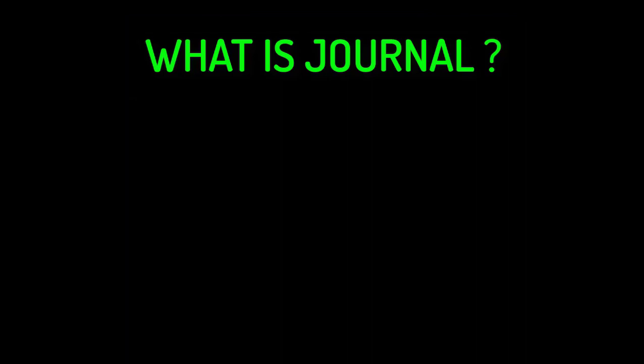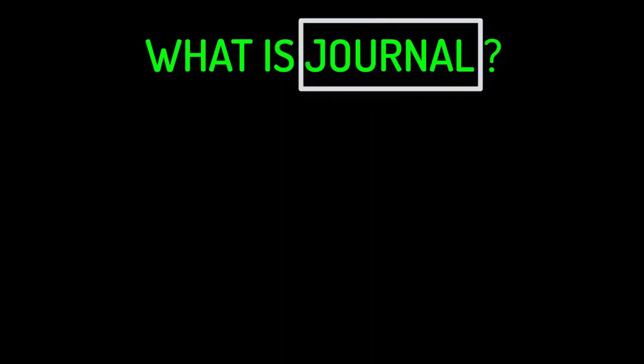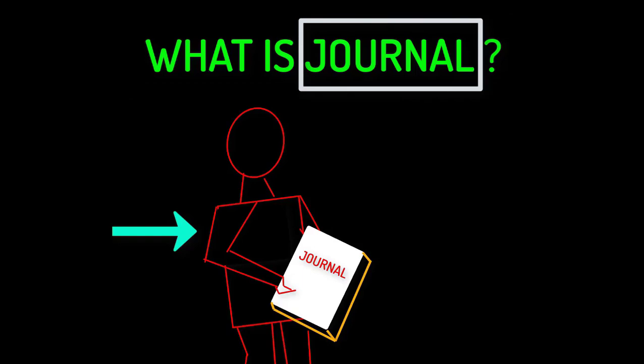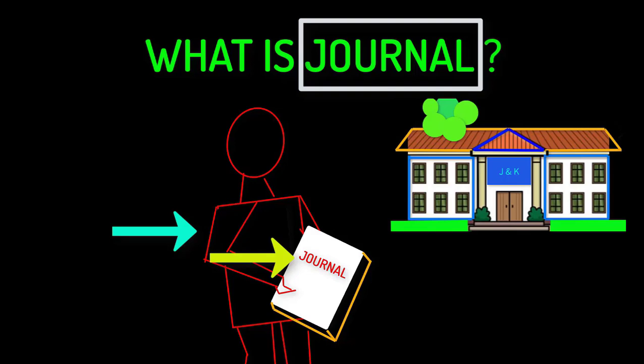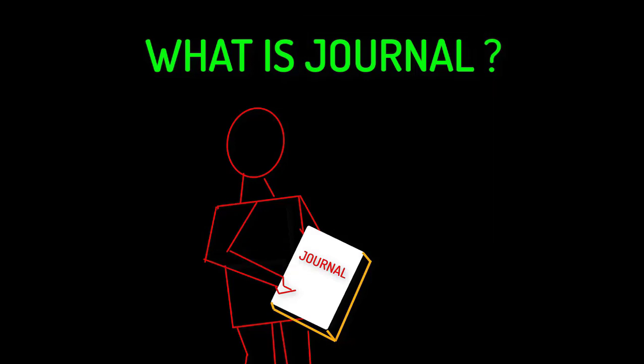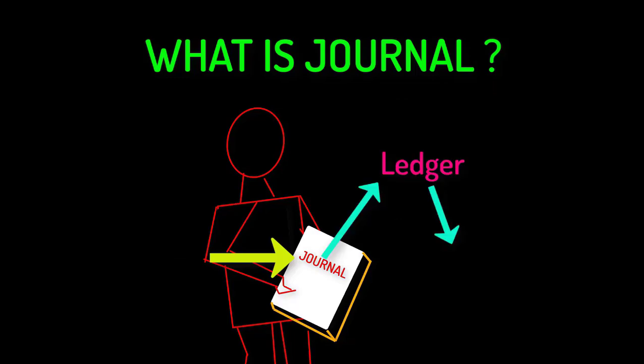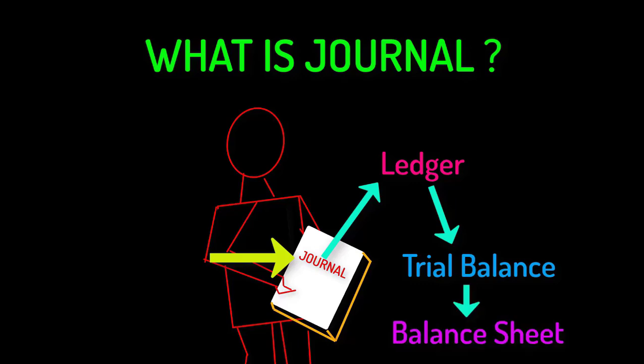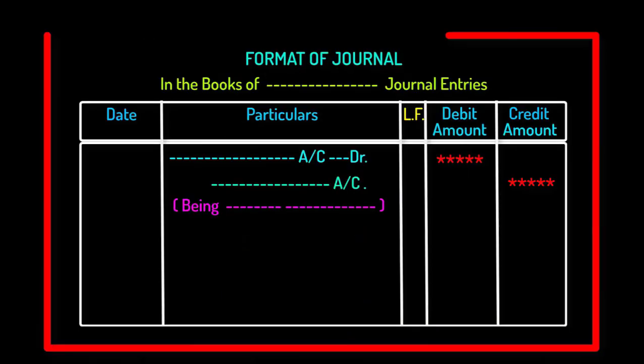What is journal? Journal is nothing but an accounting record. An accountant at first records the transactions in a journal book on behalf of a company or an organization. Then from journal book he prepares ledger, then ledger to trial balance, and after then trial balance to the balance sheet. Look at this format now.